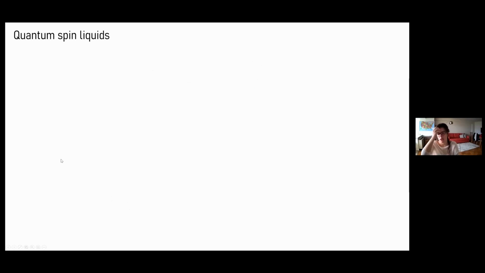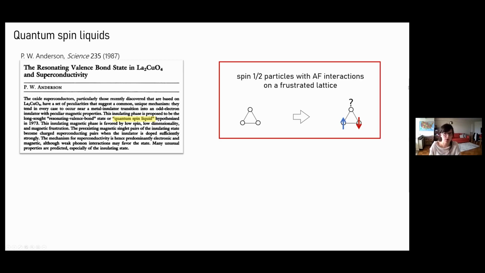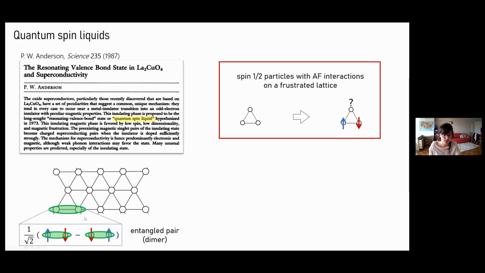So these quantum spin liquids are a phase of matter that was initially proposed by Philip Anderson about 50 years ago, with the first work in the 70s, where he was considering a system of spin 1/2 particles on a frustrated lattice. So in the presence of antiferromagnetic interaction, there is this geometrical frustration, for example, on a triangular lattice. And his proposal was that the spins in the system would form entangled pairs, also called dimers, where the state of the pair would be this EPR state.